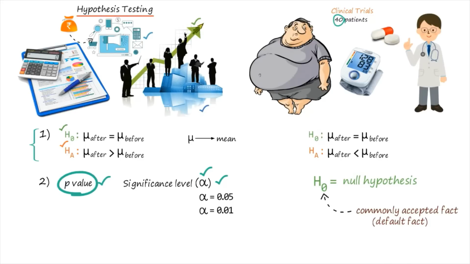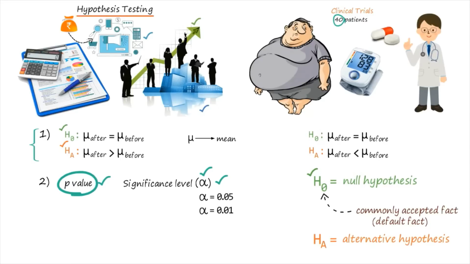Then we have the alternative hypothesis that I have already stated, that is HA or H1. Alternative hypothesis means that you want to prove this hypothesis. Or in simple words you can say that this alternative hypothesis is the opposite of the null hypothesis. So whatever you are assuming in the null hypothesis, the alternative hypothesis is just the opposite of this.